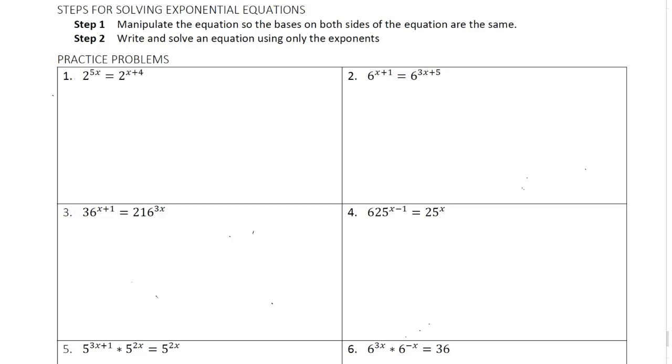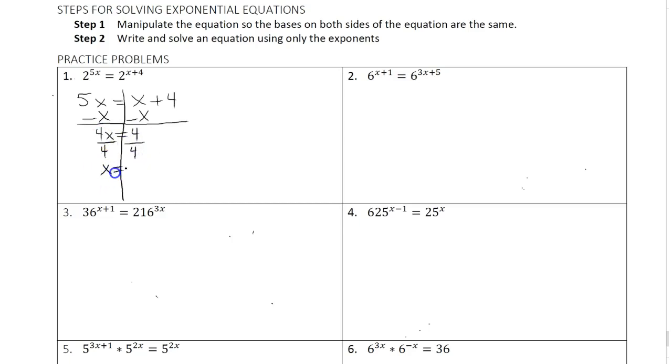In this equation, the bases on both sides of the equation are the same, the number 2. Thus, the exponents must also be equal. Write an equation using just the exponents. 5x equals x plus 4. This is an easy equation to solve. Subtract x from both sides of the equation, for 4x equals 4. Divide both sides by 4.